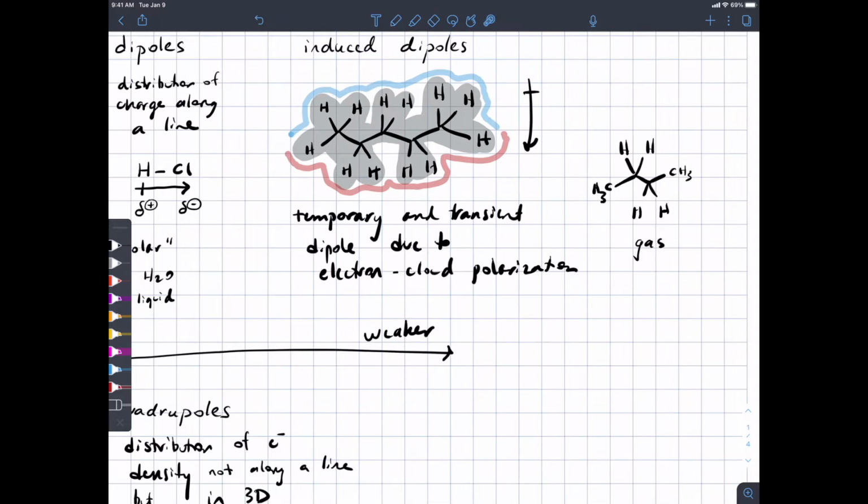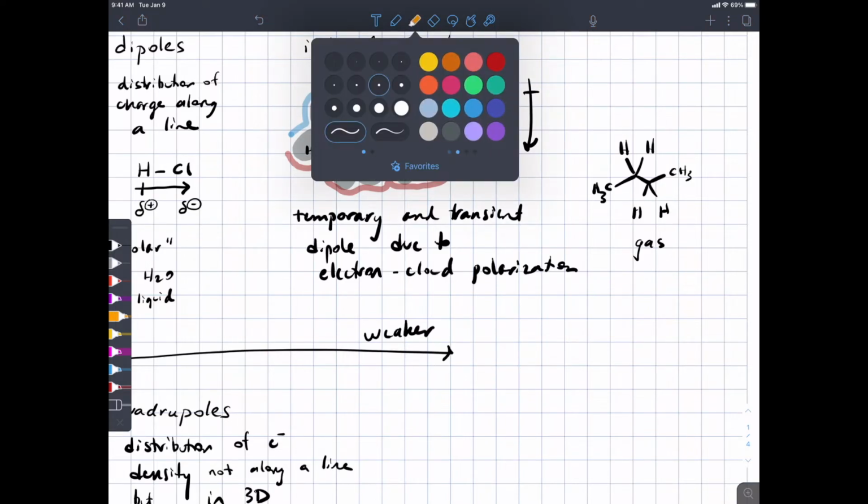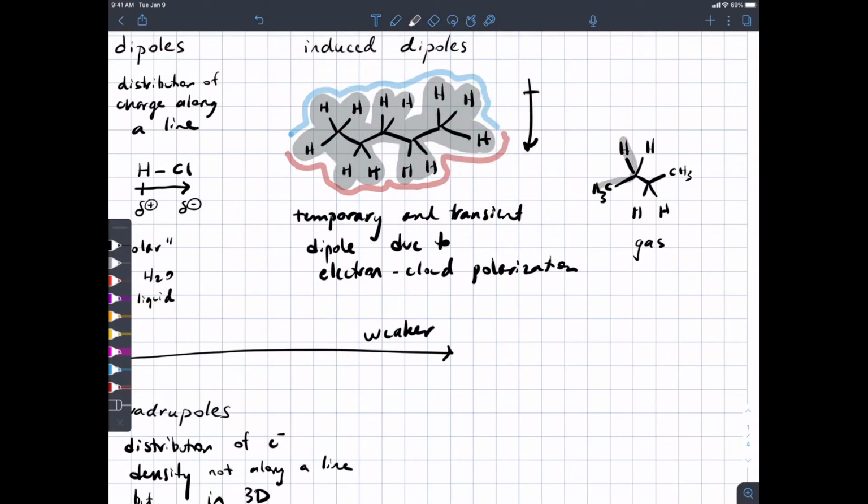All right, so butane is a gas. The reason butane is a gas is because the weaker induced dipole interactions available to butane are not strong enough to overcome the kinetic energy of butane molecules at room temperature and keep them close to each other. Okay? So you're going to see the strength of a non-covalent interaction is a pretty good predictor of whether something's going to be a solid, a liquid, or a gas.